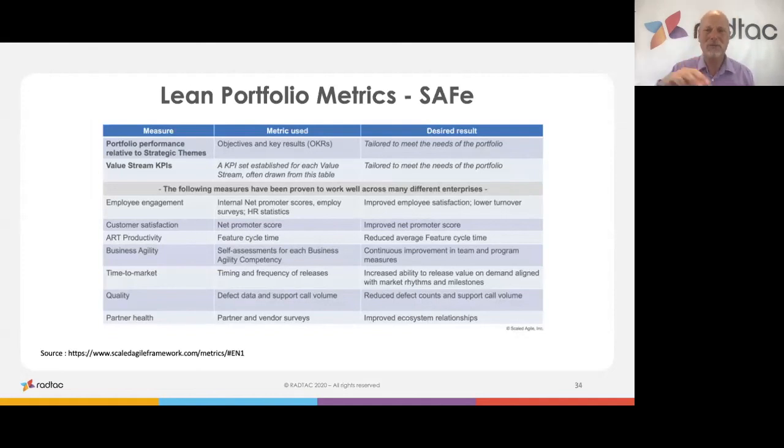I just want to pique your interest in some of the things SAFe looks at. RadTac are a SAFe Gold partner. The other scaling frameworks are excellent as well. It's about choosing the framework that's right for you.